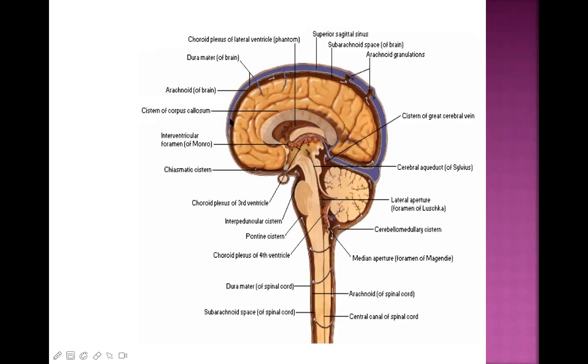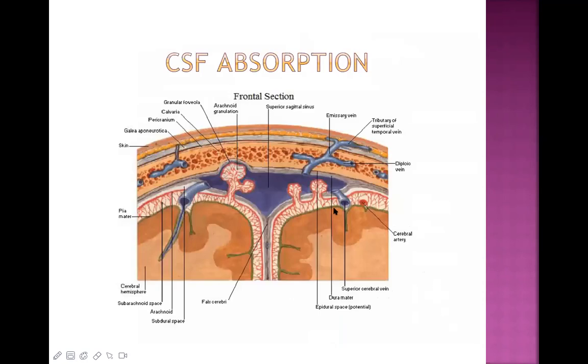This CSF is absorbed in the superior sagittal sinus through arachnoid granulations and arachnoid villi. They help the absorption of CSF, and it will ultimately go into the superior sagittal sinus. Now, this is a frontal section of the absorption area of the CSF. See here, these are the arachnoid granulations, and they help CSF to enter into the superior sagittal sinus.